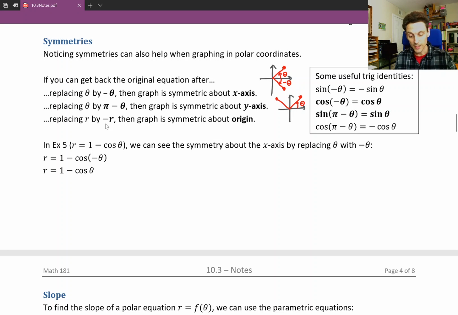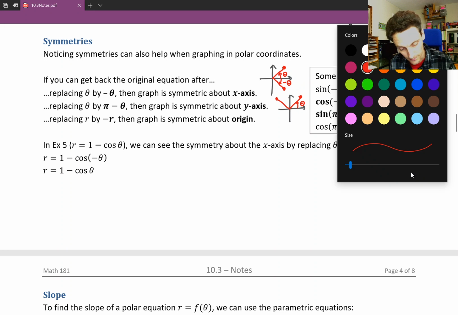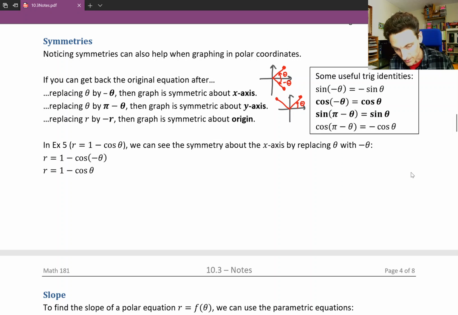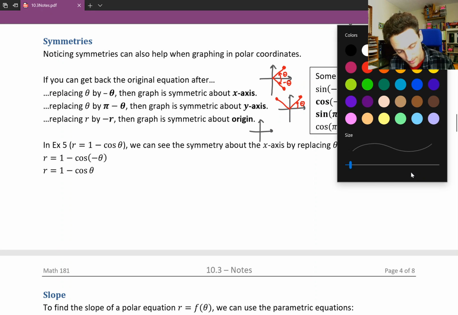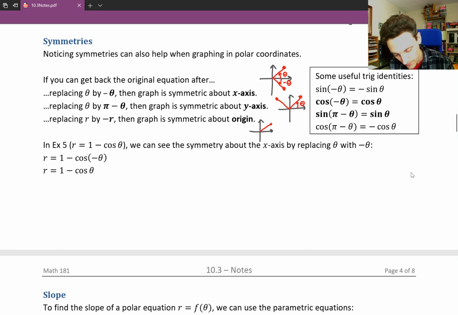And lastly, if you replace r with negative r, then the graph will be symmetric about the origin. What that looks like is this. If you've got a point on the graph over in the first quadrant, and you replace that r with a negative r, and you still have a point on the graph, then you've got this symmetry about the origin. Symmetry about the origin you can think of as rotating by 180 degrees, and you still have a point on the graph.